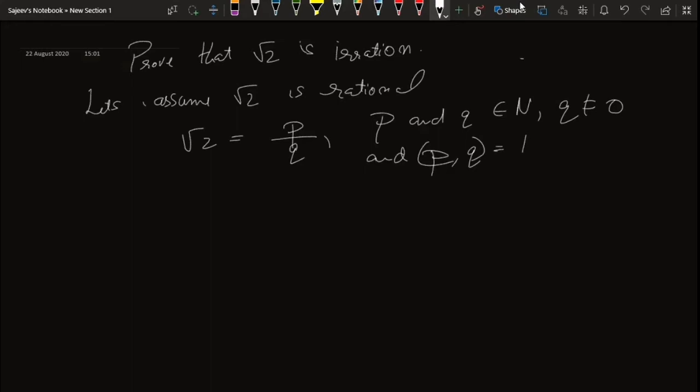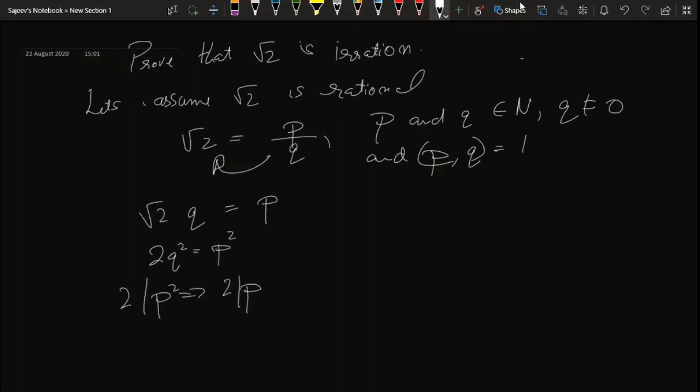Okay, now I can bring this q this side, so that gives me root 2 into q equal to p, and if I square, I get 2q square equal to p square. Which means what? p square is an even number, so 2 divides p square, which means 2 divides p. So p is an even number, and I can write any even number as 2 into some other number, right? So p equal to 2 into, say, some other number m.